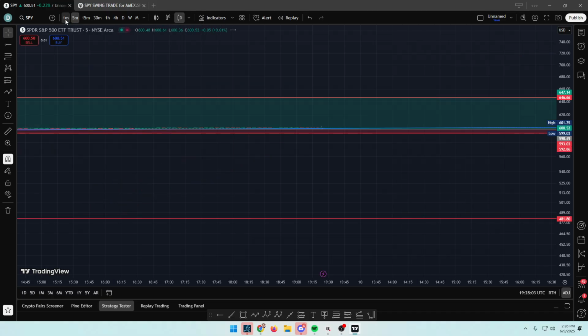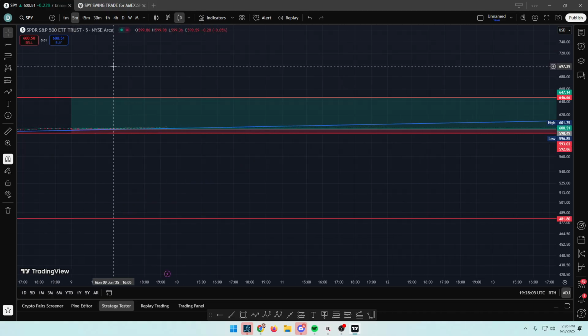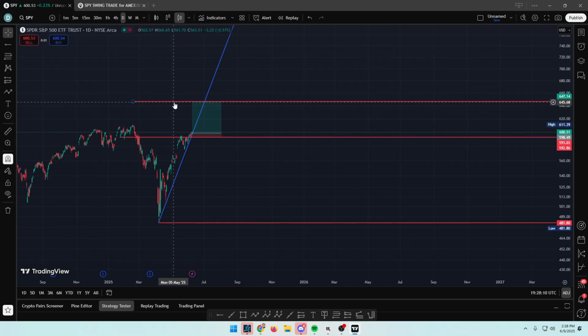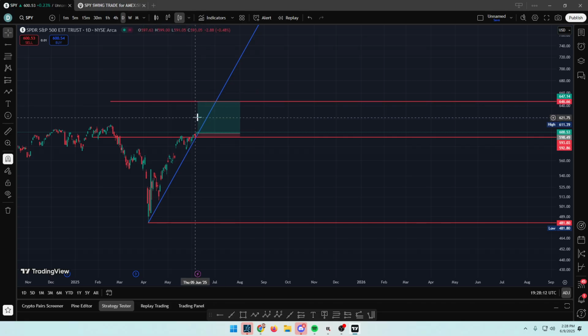Market manipulation does happen. It happens on the 1 and the 5, sometimes the 15 minute. But when you get out to the day time frames and larger, they don't have enough money to do that individually.